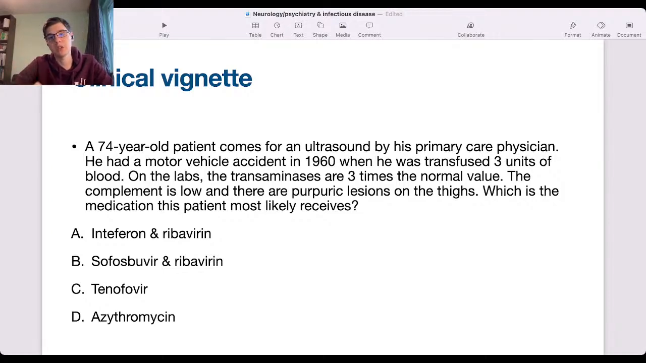Not only that, we have signs of hepatitis indicated by transaminases that are 3 times the normal value, but also signs of porphyria cutanea tarda, the purpuric lesions, and the complement that is low. This is caused by cryoglobulinemia. So the answer is sofosbuvir and ribavirin.